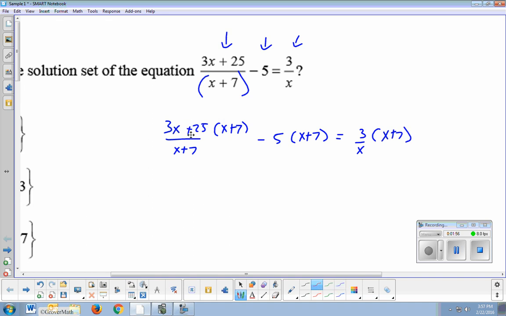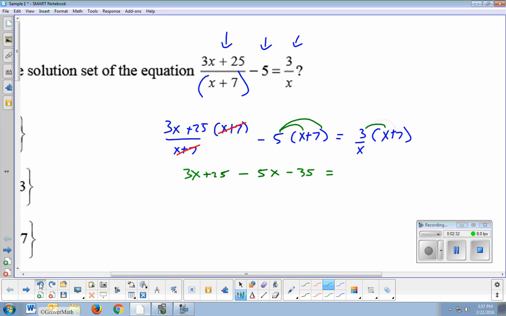Now, the one term that has the x plus 7 as a fraction denominator, when you multiply that by the x plus 7, you don't actually need to do much. It just eliminates the denominator for you, so you don't have to do any distribution to that specific fraction. So that's just going to be 3x plus 25. But the other pieces you do need to multiply out, and that's going to require a little bit of distribution. So I've got to distribute negative 5 here, so that's going to give me negative 5x and a minus 35, equals 3 times x plus 7.